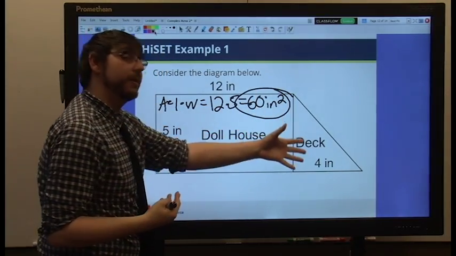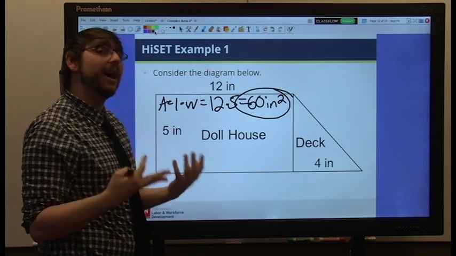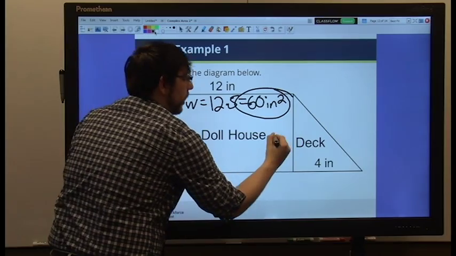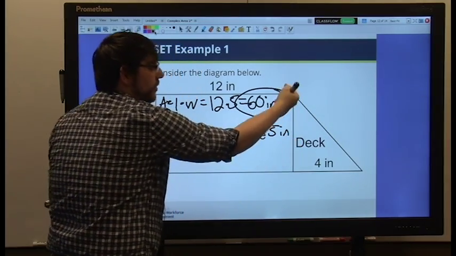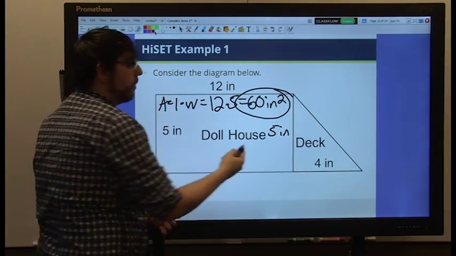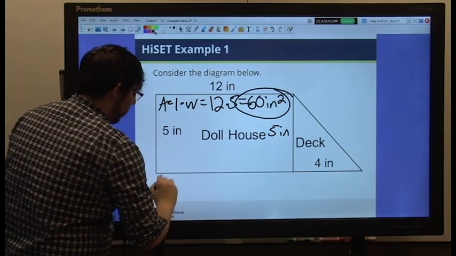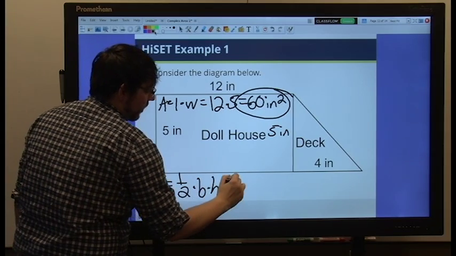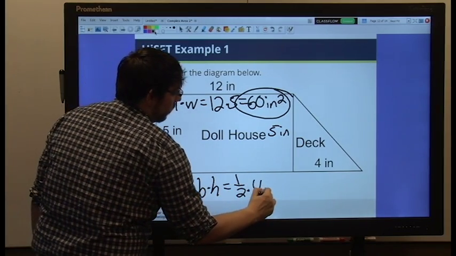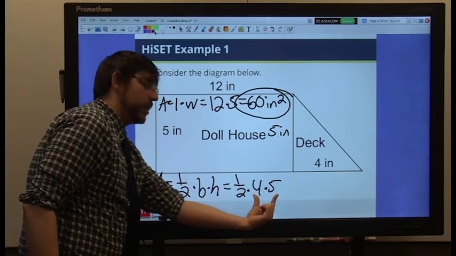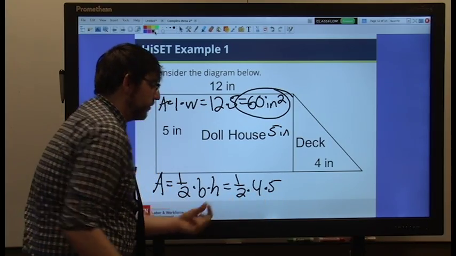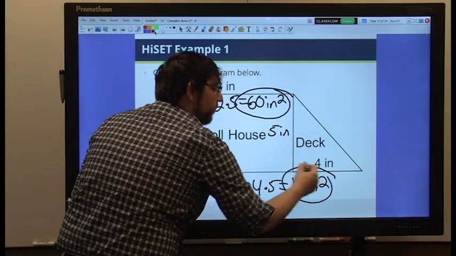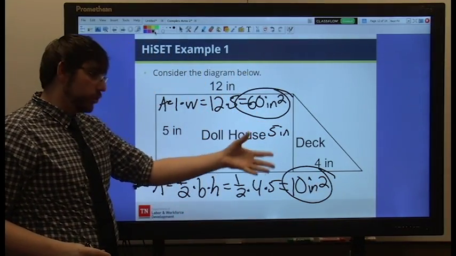The only tricky part about this triangle over here is understanding what its height is. Well, if we have 5 inches over here, that is the same as 5 inches on this side. So now we know the height of this triangle, which again is bottom to top, is 5 inches and the base is 4. The area of a triangle is equal to 1/2 times base times height. So that is 1/2 times 4 times 5. What is 4 times 5? 20. What is half of 20? 10. So we have 10 inches squared for the area of the deck, which is a triangle.